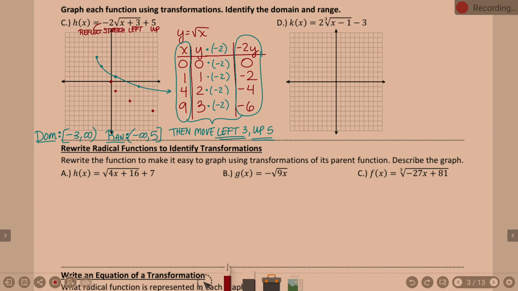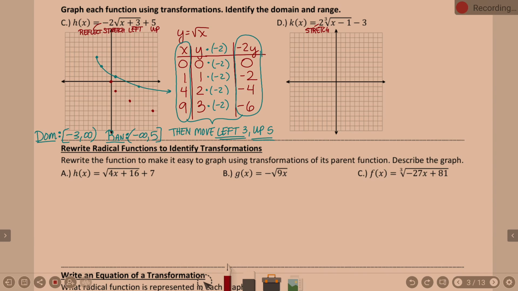Reflect. But in order to reflect, the 2 would have to be negative. And I don't have a negative on the 2. What does the 2 tell me to do? Okay, it's a number multiplying out front, and it is a vertical stretch because it's bigger than 1. Okay, so we are going to have a stretch by a factor of 2.